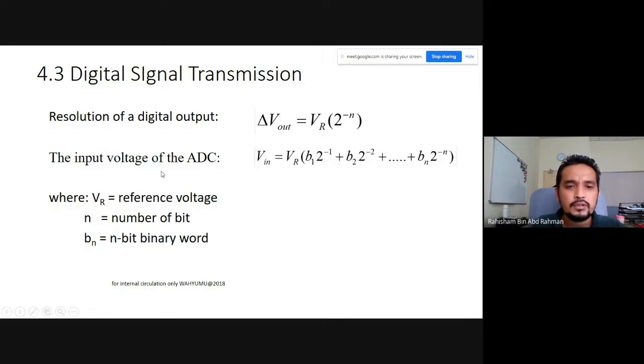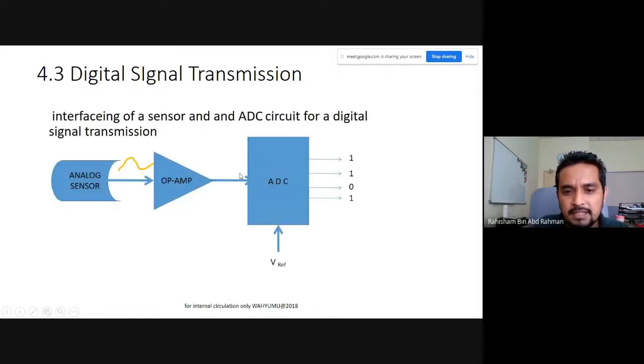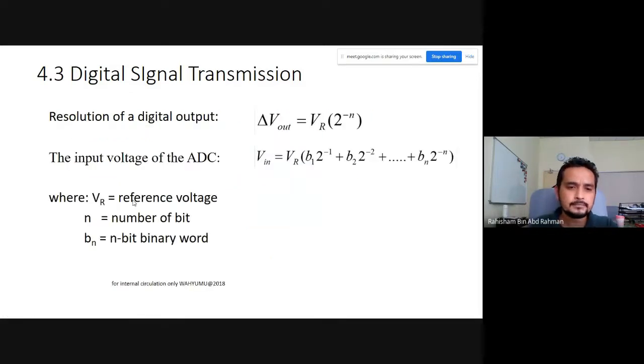Okay, the input voltage of ADC. Where is the input voltage of ADC? The input voltage of ADC is actually this part. It is the output of the analog sensor signal after the operational amplifier. That is the input of the ADC, and this is the output of the ADC. The input of ADC is actually the output of the analog sensor after it passes through the op amplifier. And then the number of bits and binary bit words.